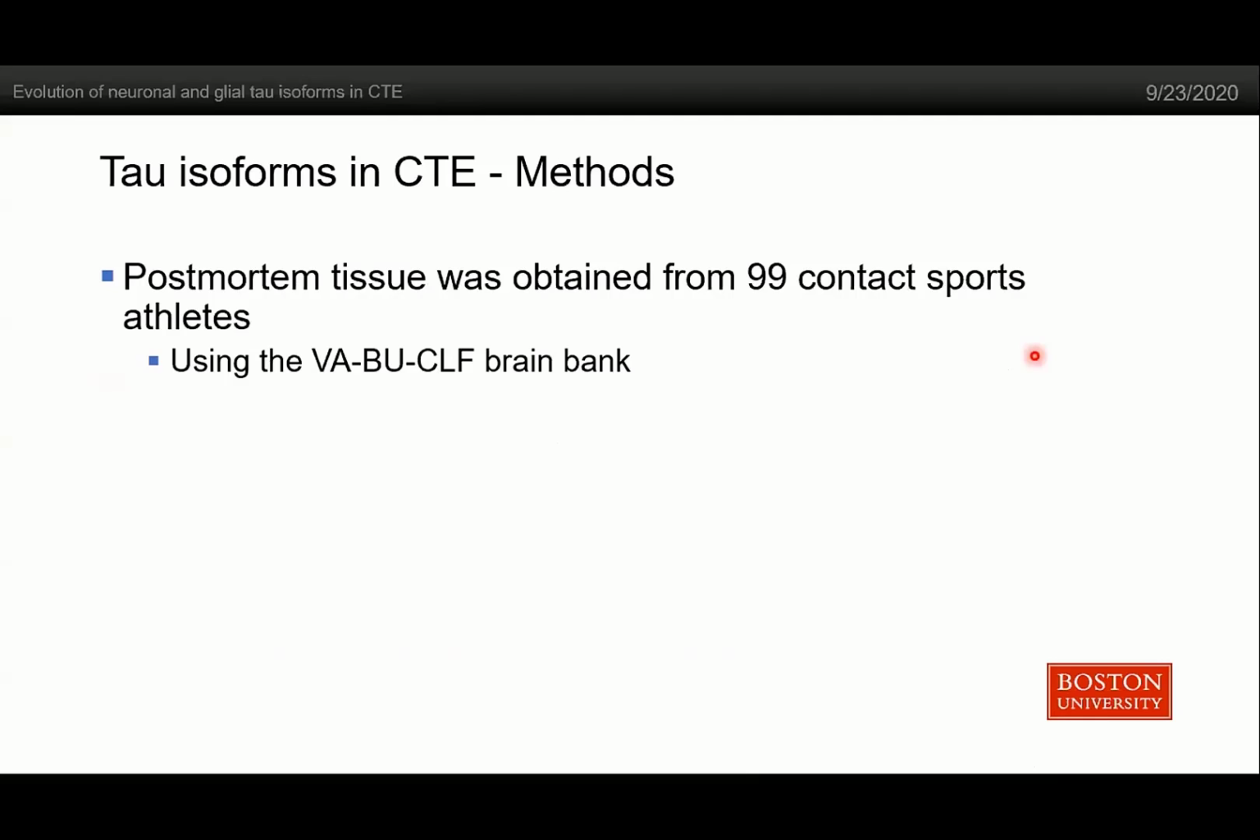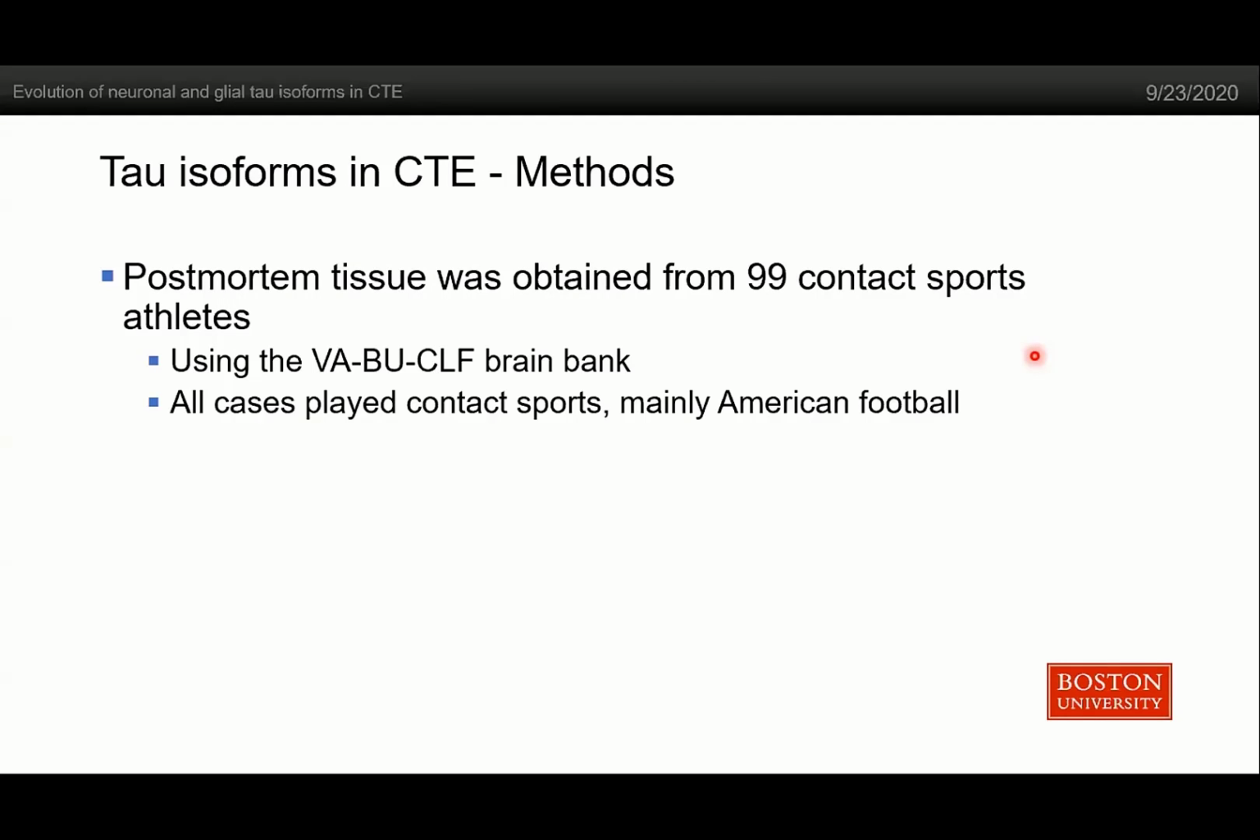So the methods for this are going to be using postmortem tissue from 99 contact sport athletes from the VA-BUCLF brain bank. This is a brain bank at Boston University. It is the largest CTE brain bank in the world. We have over 1,000 cases in there right now. We use 99 individuals that all played contact sports, and the majority of them played American football at high levels. So these were individuals who played in collegiate or the National Football League.